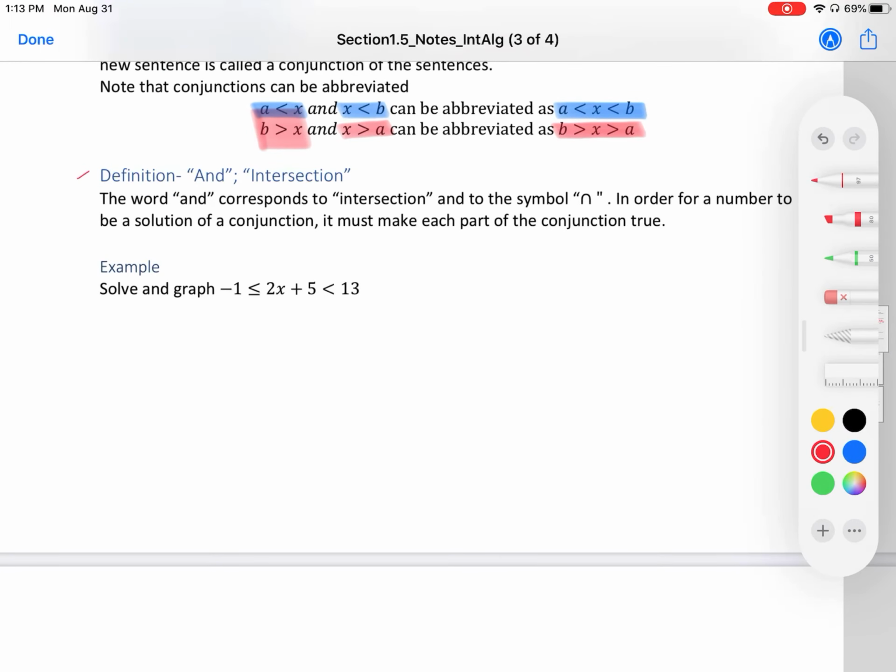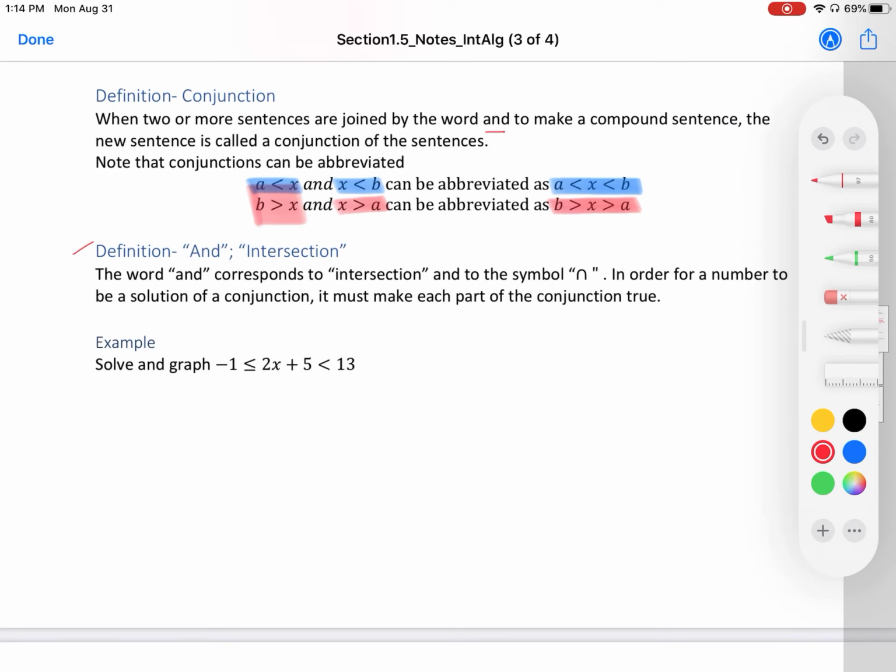Moving forward, and intersection. The word and corresponds to intersection, so the symbol intersection. In order for a number to be a solution of a conjunction, it must make each part of the conjunction true. So let's solve and graph. Whenever you have this type of conjunction with inequalities, your answer will be an and statement. You want to look where they have in common, an intersection.